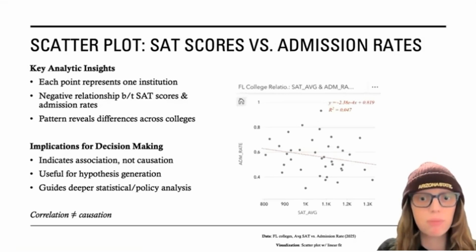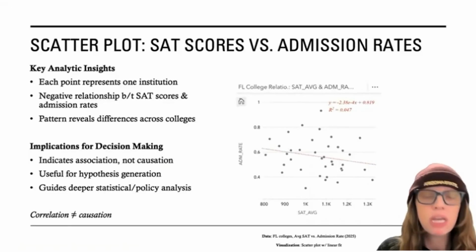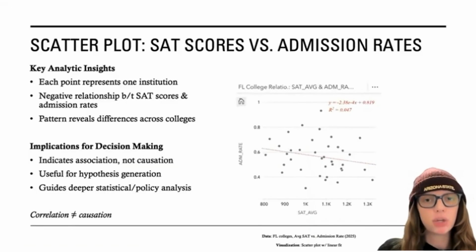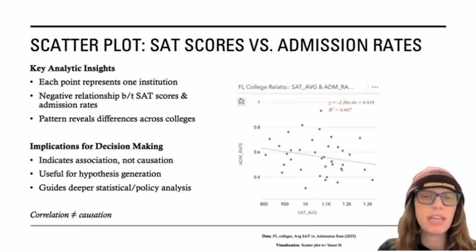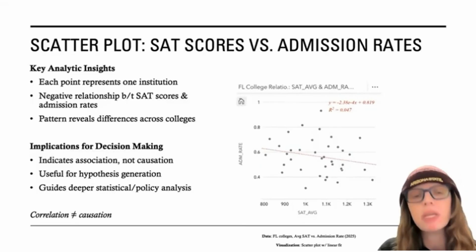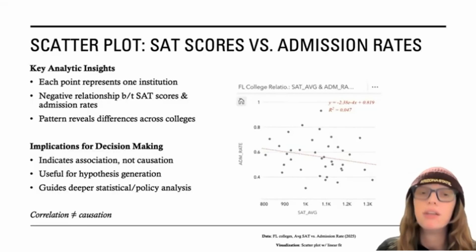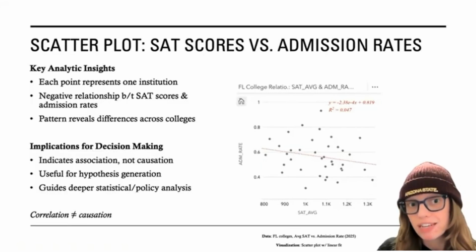Scatter plots are most useful when the analytic goal is to explore relationships between quantitative variables rather than comparing totals or categories. In this example, I examined the relationships between average SAT scores and admission rates across Florida colleges in 2025. Each point represents a college, allowing patterns to emerge across the dataset. The fitted trend line helps summarize the overall relationship, showing that colleges with higher average SAT scores tend to have lower admission rates. Importantly, scatter plots support analytic reasoning without implying causation.